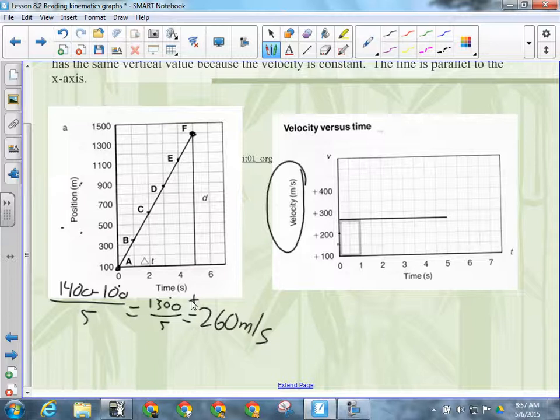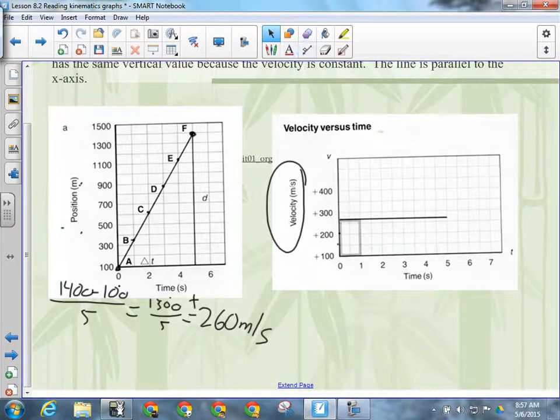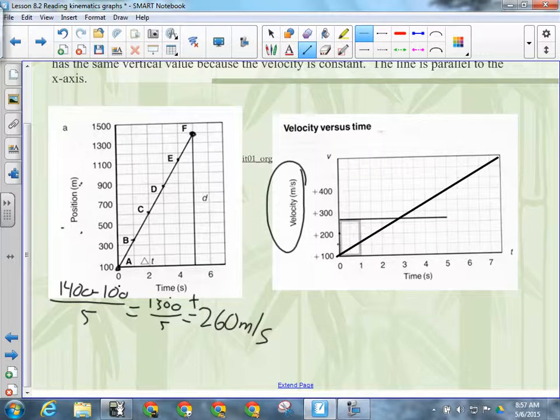What if the graph had this shape? Now what's going on in that graph? It's increasing its velocity. The velocity is now changing in a forward direction. The other word for changing velocity in a forward direction would be accelerate. That's an accelerating object. This object's going faster and faster and faster. What's that going to look like on the position versus time graph?